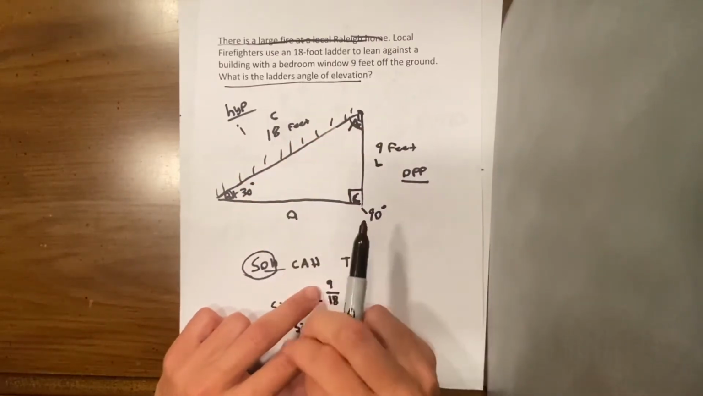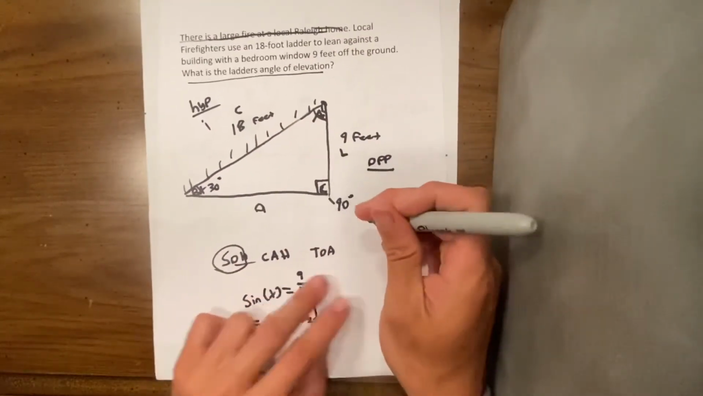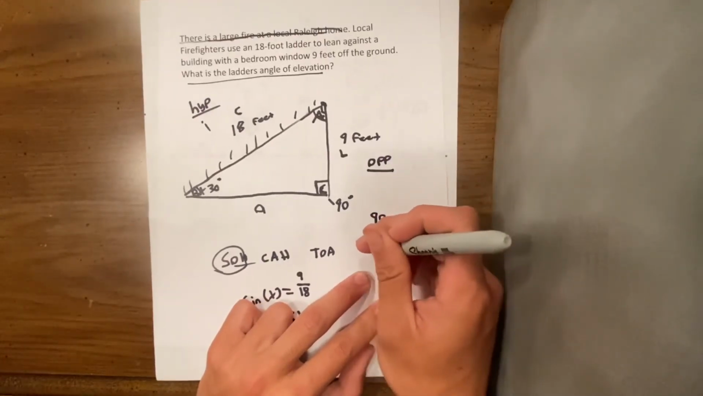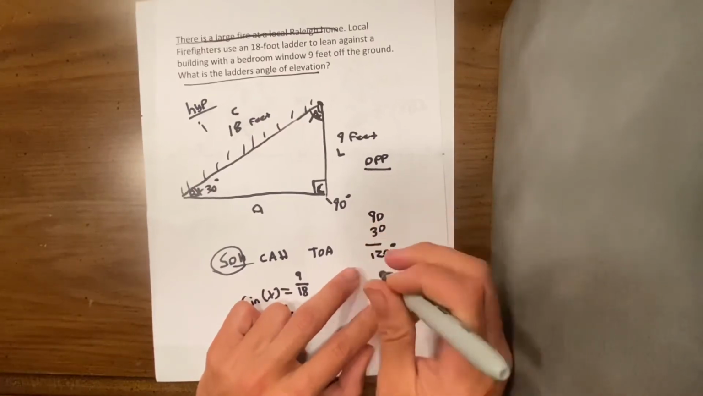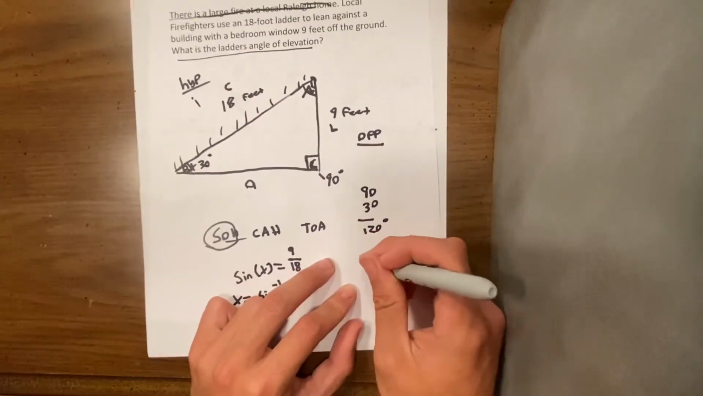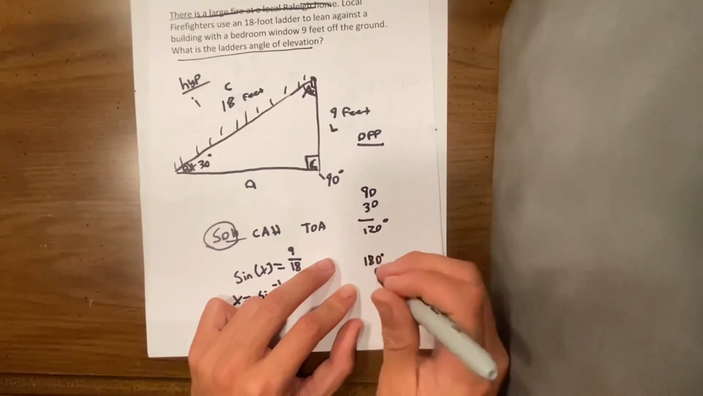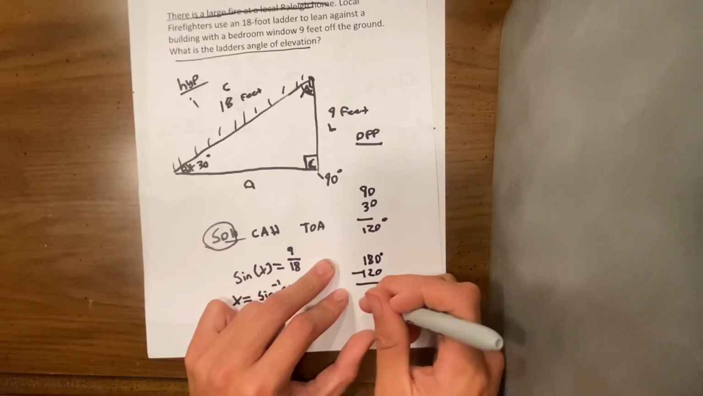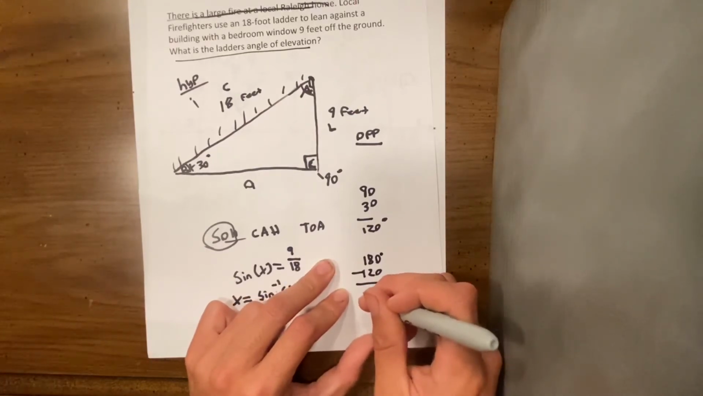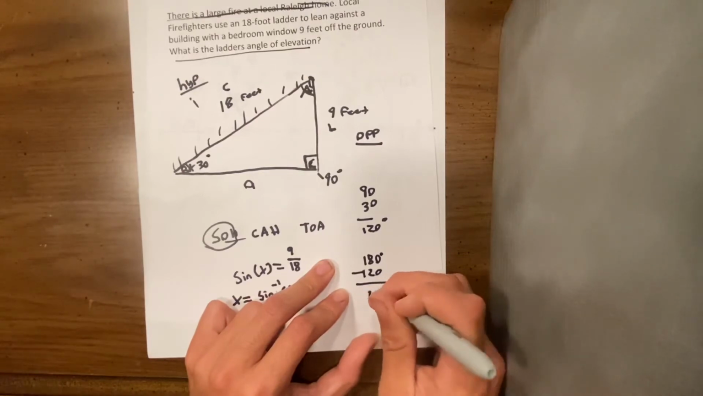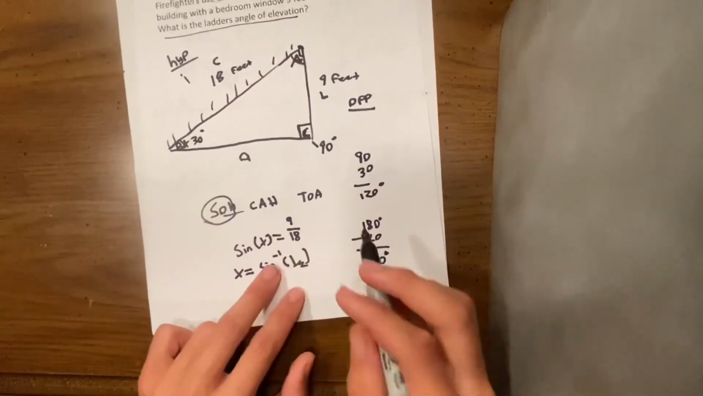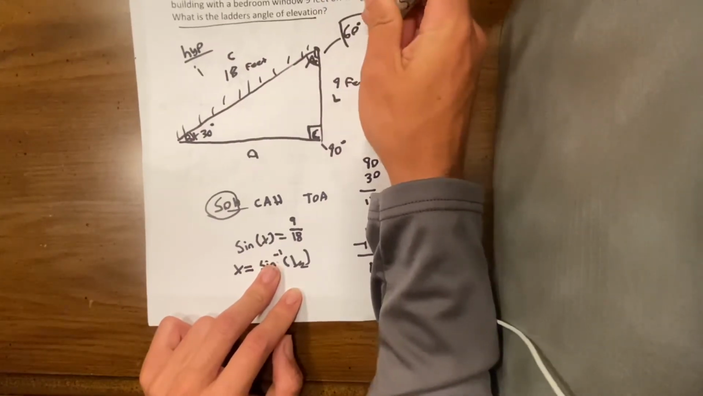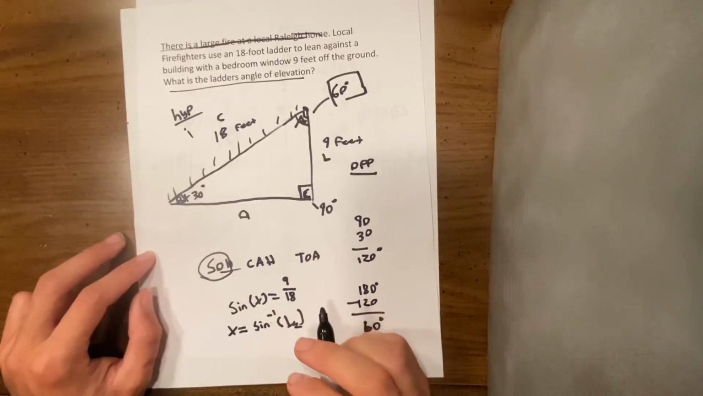Now that we have these two angles, you can add these together and you'll get 90 degrees plus 30 degrees is equal to 120 degrees. Subtract that from 180 degrees, because that's the total number of degrees found in a triangle. And you'll get your angle A, also known as the angle of elevation, of 60 degrees. So you'll find that your angle of elevation will be 60 degrees, and that is your answer to this problem.